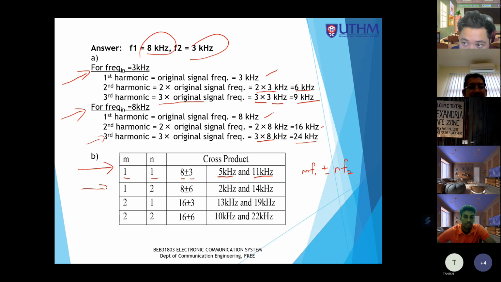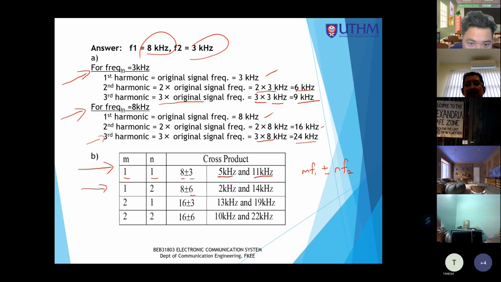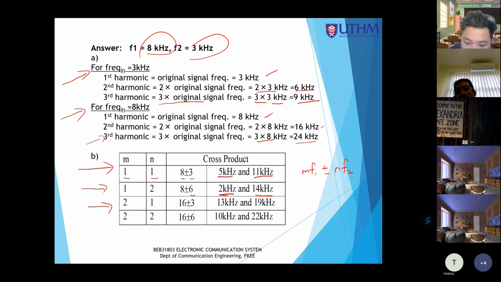And for the second combination, M equal to 1 and N equal to 2. So what we can do is 1 times 8 plus minus 2 times 3, which is 6. Therefore 8 minus 6 is equal to 2 kilohertz, and 8 plus 6 is 14 kilohertz. And then for the third combination, M equal to 2, N equal to 1, we get 16 plus minus 3. So 16 minus 3, we get 13, and 16 plus 3, we get 19 kilohertz.